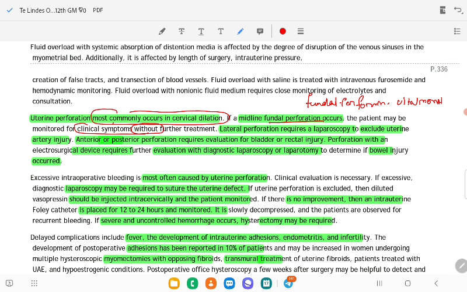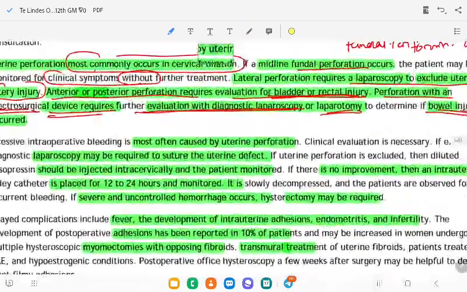If lateral perforation, it requires laparoscopy to exclude uterine artery injury. If anterior and posterior, it requires evaluation with laparoscopy for bladder and bowel injury, bladder and rectal injury. Perforation with an electrosurgical device requires further evaluation with diagnostic laparoscopy or laparotomy to exclude bowel injury. Excessive intraabdominal bleeding is often caused by uterine perforation.